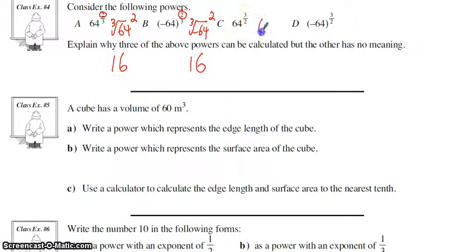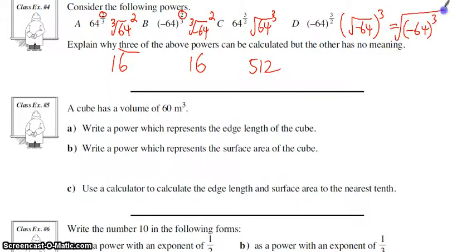16 here, you can take the square root of that and then cube. Sure, square root of that is 8. 8 cubed is 512. So 3 of them have an answer, but the last one has no meaning because you try to take a square root of a negative number and then you cube it, right? Or even if you cube it first, it's still negative and then you square root, you still can't do that. No solution. So the last one can't be done.